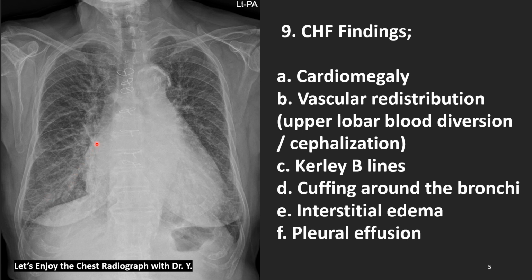That means the perivascular and peribronchial walls are not clear, fuzzy, with thickening. And E, interstitial edema. Everywhere interstitial edema. And lastly, pleural effusion.